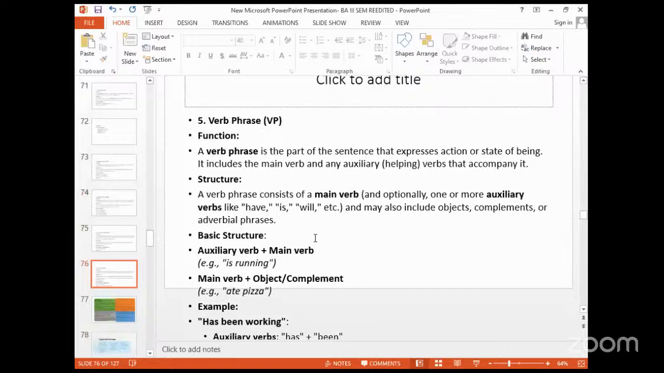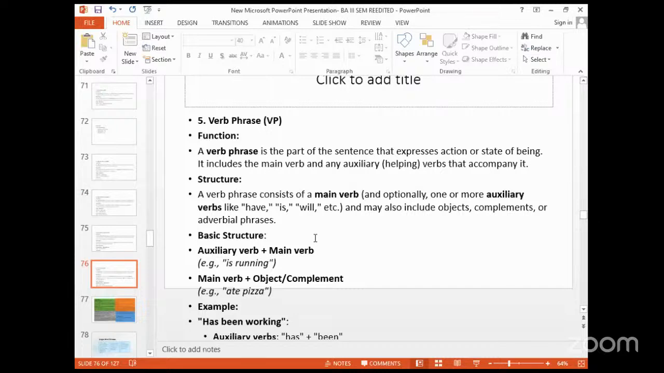Now verb phrase. A verb phrase is the part of the sentence that expresses action or state of being. It includes the main verb and any auxiliary helping verbs that accompany it. So when I talk about the structure, a verb phrase consists of a main verb and then optionally one or more auxiliary verbs like have, is, will, etc. And it may also include objects, complements, or adverbial phrases. That is the core structure of the verb phrase.